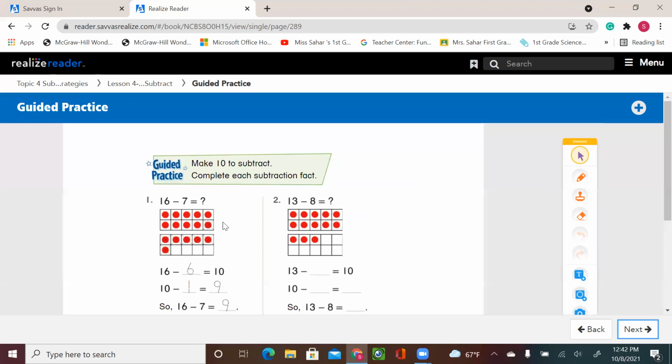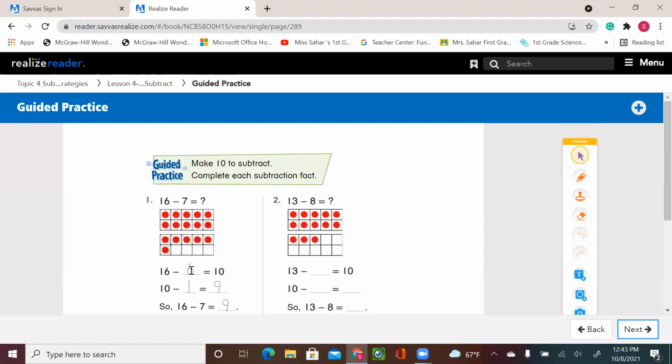16 means I have 1 ten frame all filled with counters and I have 6 more in the second ten frame. So total 16, 10, and I have 6 here, all right? First, to make 10, that means make sure I have 1 ten frame. So how many do I have in the second frame? 6. So I'm taking all the 6 down. So 16 take away 6 gives me 10. So now I make the 10.